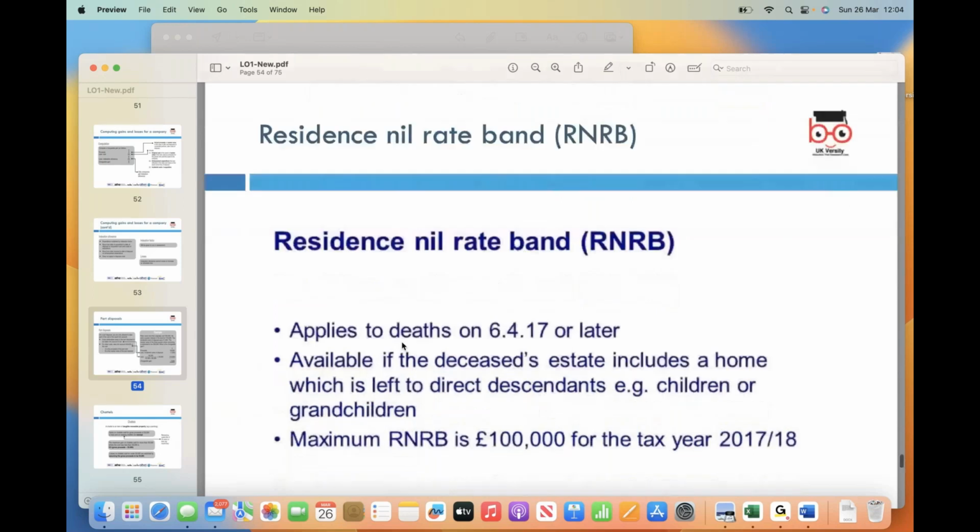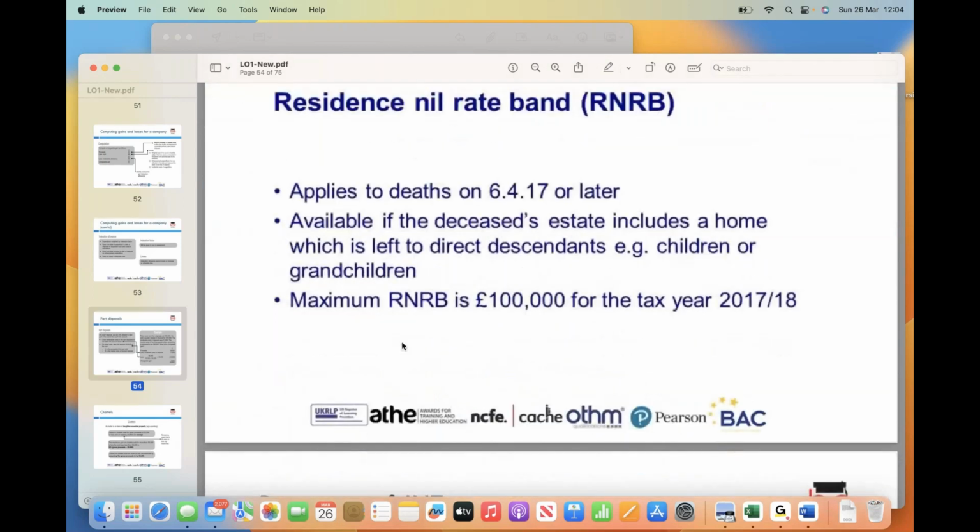So, once you are talking about the residence nil rate band, it applies to death on 6 April 2017 or later. Available if the deceased's estate includes a home which is left to direct descendants, for example children or grandchildren, as you were talking about, if they are living in the same property. So the maximum residence nil rate band is £100,000 for tax year 2017/18.